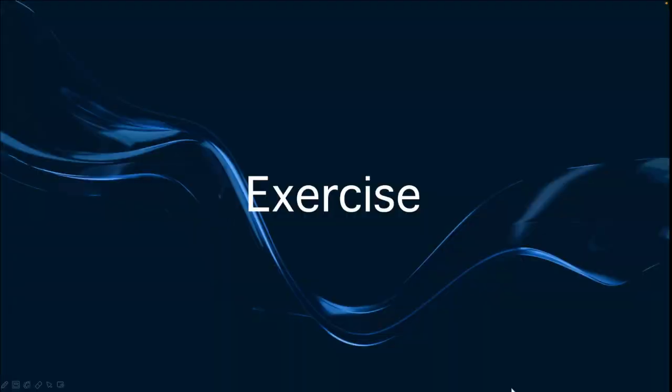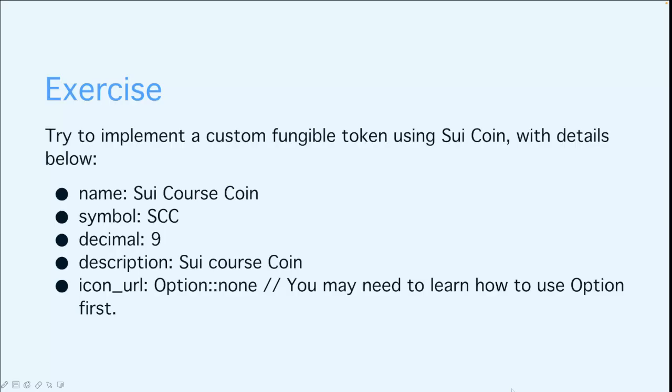Alright, let's do some simple exercises. You'll try to implement a custom fungible token using Sui Coin with the details below, such as the name should be Sui Course Coin, and the symbol is SEC, and so on. You can pause here. And if you have done it, or if you cannot figure out how to do it, you can come back later to the example code. All right, you can start with your work.